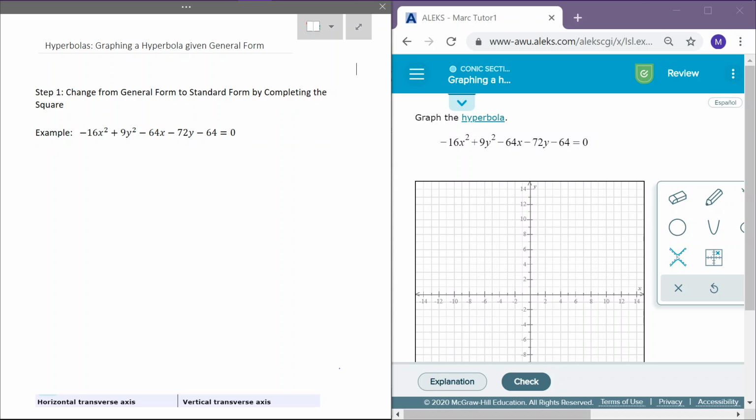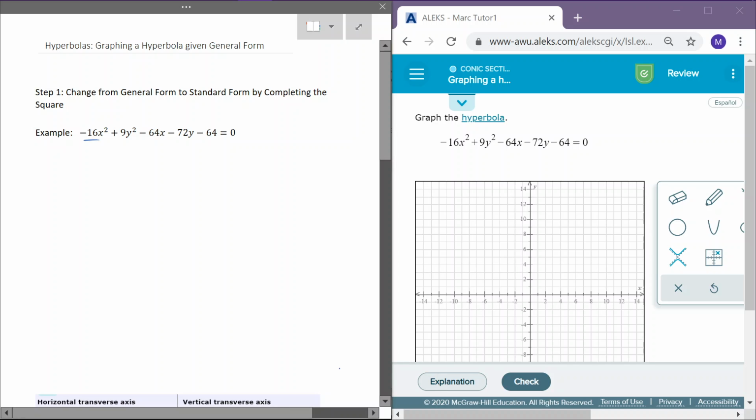In this video, we're going to be talking about graphing a hyperbola when we're given its general form. The first step we want to take is to change from its general form to its standard form by completing the squares. So to do that, I want to group my x's together, and I want to group my y's together. The first thing I notice is that my x squared has a negative coefficient, while my y squared has a positive coefficient. So I'm going to put my y's first.